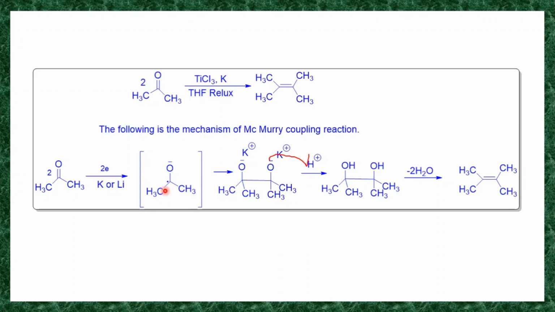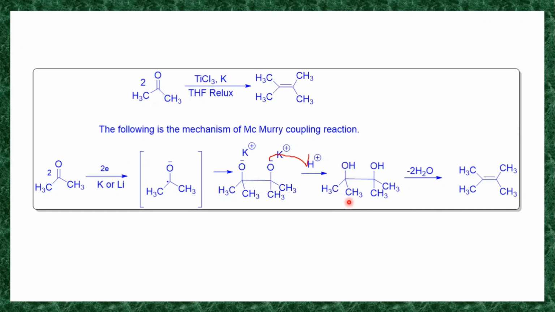Then this radical ion undergoes coupling reaction. You will get this coupled product. And the next step is this oxygen anion takes a proton from the solvent and converts to 1,2 diol.